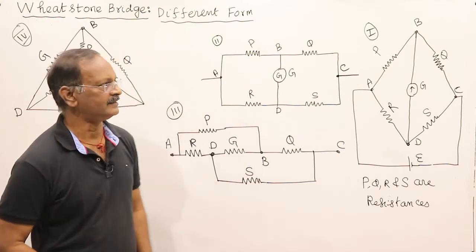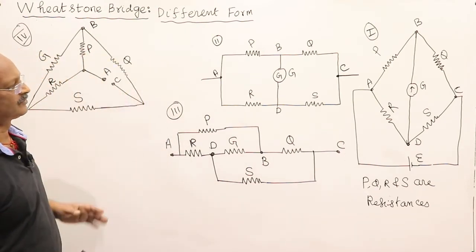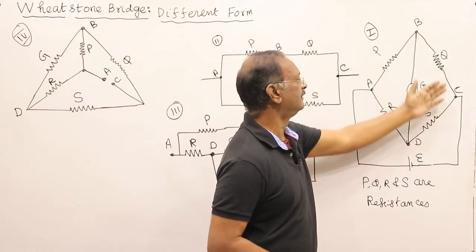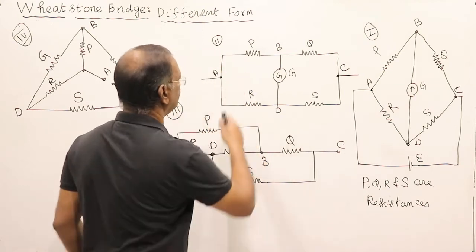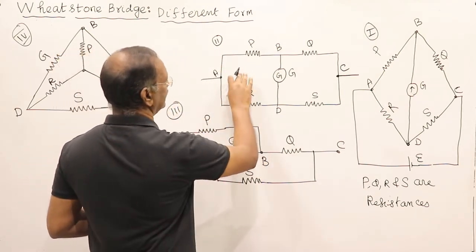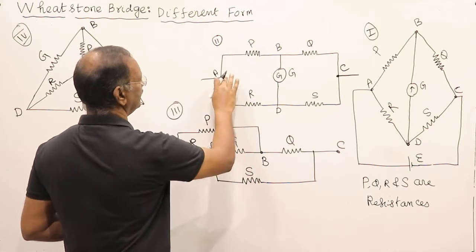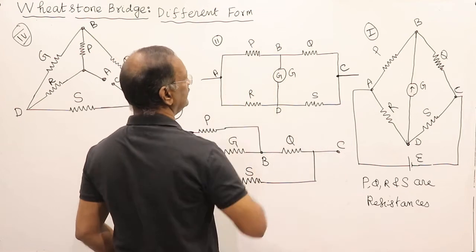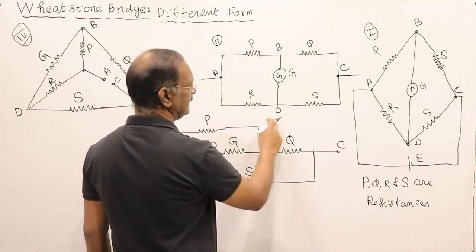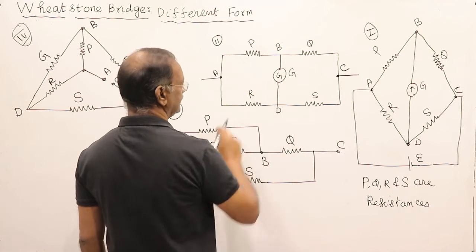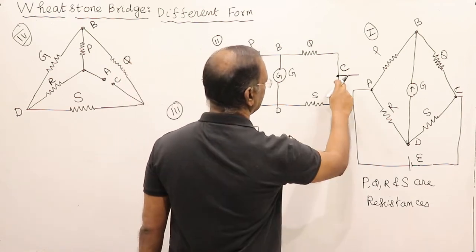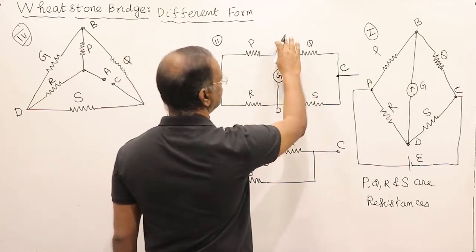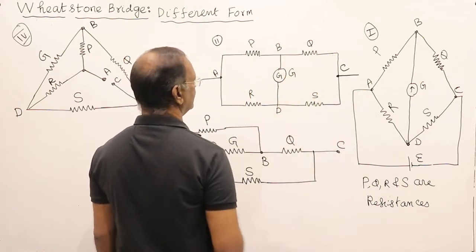Now we are going to discuss different forms of Wheatstone bridge. This is the way we draw the Wheatstone bridge. First, let us see this one. This circuit is also equivalent to a Wheatstone bridge because between A and B we connected resistance P. Between A and D, R resistance is connected. Between D and C, S resistance is connected. Between B and C, Q resistance is connected.